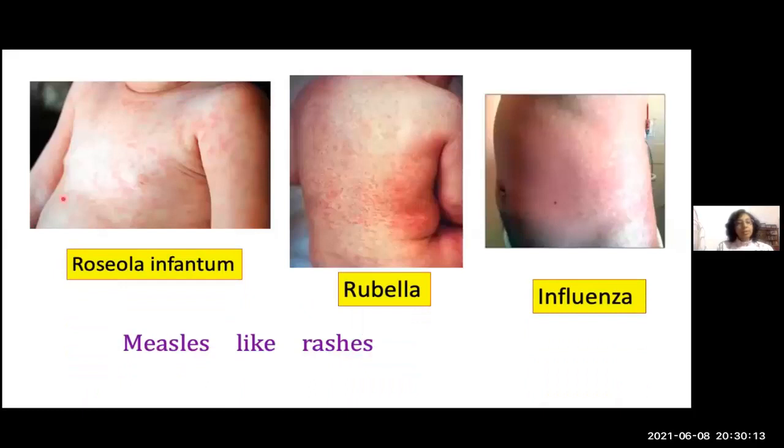So this, we call Roseola infantum. It's caused by human herpes virus 5 or 6. It's a benign self-limited viral infection. It doesn't make infants very ill though. And this is rubella, maculopapular rash. Again, rubella is not a very common infection nowadays because of the vaccination.